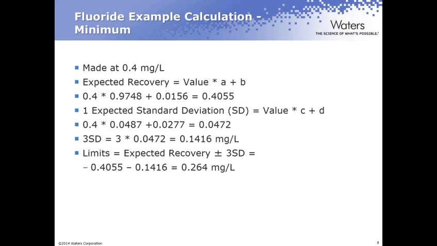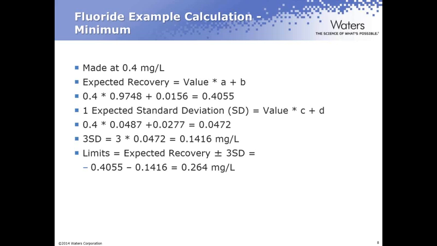Then we want to take the information on our regression equation and calculate an expected standard deviation. Again, that's our assigned value times the C factor plus the D factor. So if we spike our sample at 0.4 milligrams per liter, we multiply that by our C factor of 0.0487, and we add to that our D factor of 0.0277. That calculates to one standard deviation of 0.0472. So that's our one standard deviation factor. Then our acceptance limits are 3 times that number, or 0.1416 milligrams per liter.